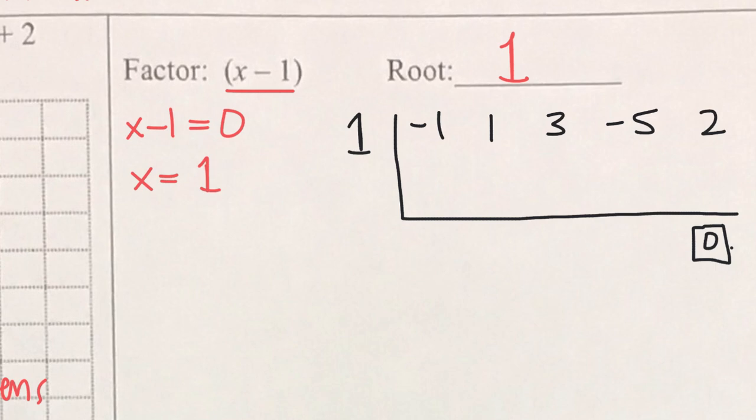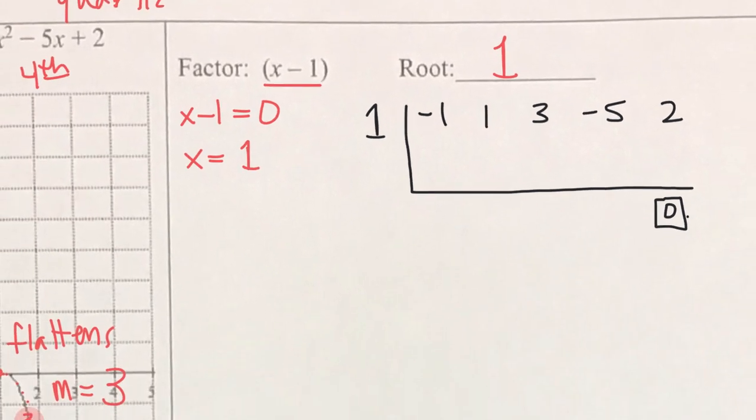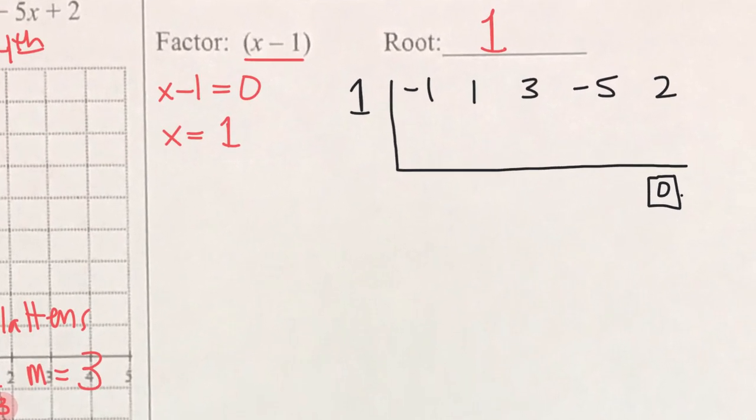However many times we can use synthetic division and get a remainder of 0, that's how many times this root is going to be a 0. That's the multiplicity. So at the end, we're going to count up the zeros and see how many times we were able to do it. Let's do it for the first time. Sure enough, it works out to happen once.